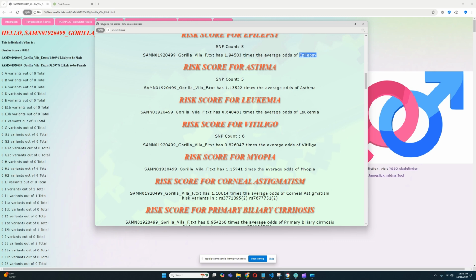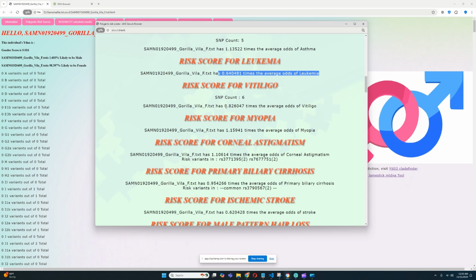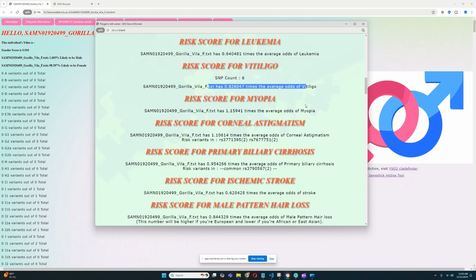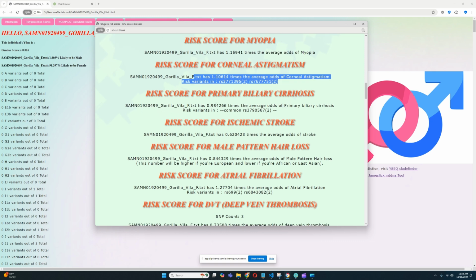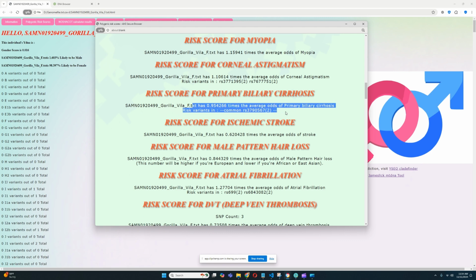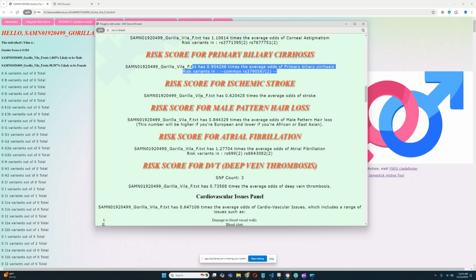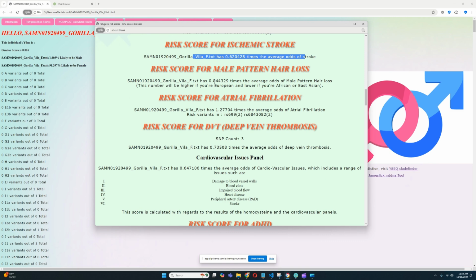She's scoring lower odds for leukemia. She's scoring lower odds for vitiligo. She's scoring higher odds for myopia. She's scoring average odds for corneal astigmatism. She's scoring averages for primary biliary cirrhosis. She's scoring lower odds for stroke. She's scoring lower odds for male pattern hair loss.